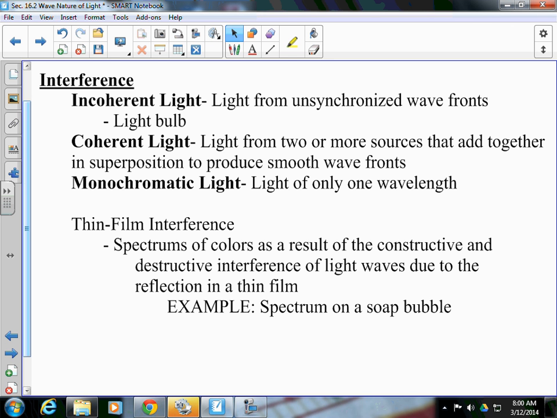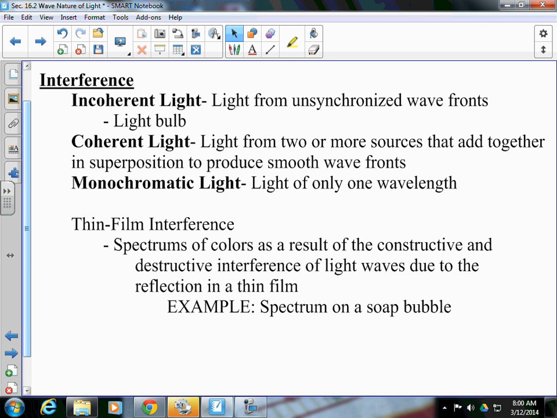Then we have something called thin film interference: spectrums of colors as a result of constructive and destructive interference of light waves due to reflection in a thin film. So this is light being reflected in a thin film. You guys ever see oil in the water and how it has a rainbowish tinge to it? Or you blow a bubble in the sunlight and you see that rainbowish tinge where you get a variety of all colors? That is thin film interference.